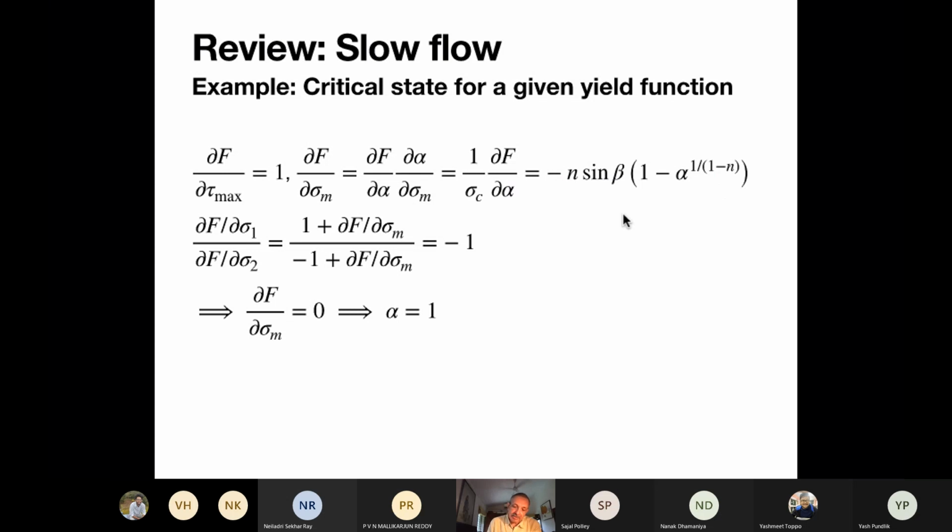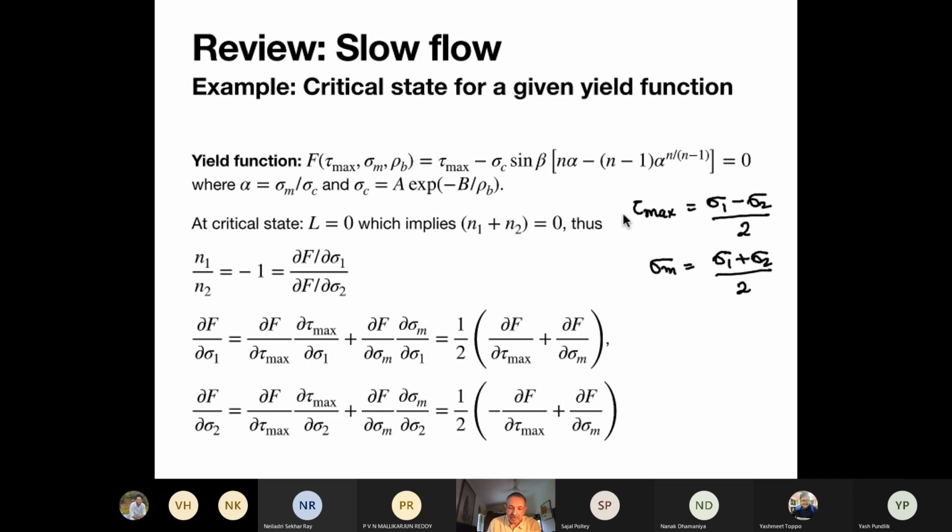So basically what it says is, since alpha is just the ratio of the mean stress to this critical stress, when alpha is 1, you essentially get that sigma m is equal to sigma c, which is a function of only the bulk density. So this is how you would find the critical state for a given yield function.